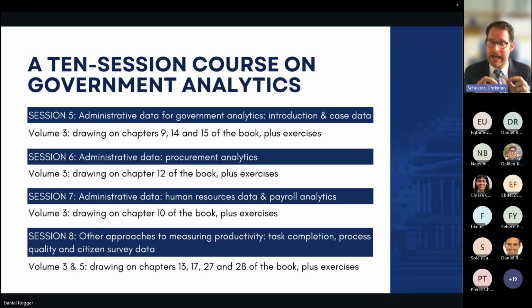You can use that data to understand productivity. And so this session is all about how you can repurpose this data to measure and improve productivity.